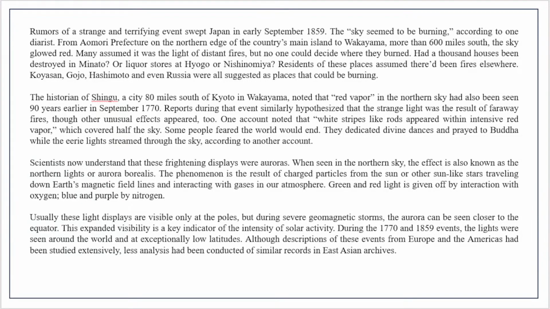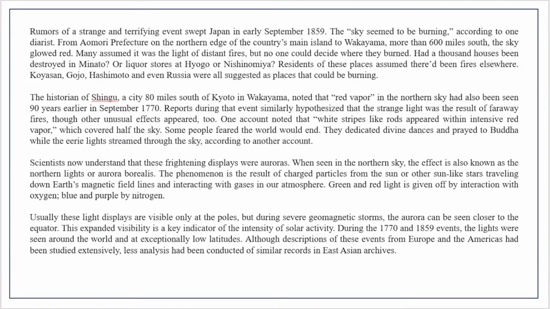They dedicated divine dances and prayed to Buddha while the eerie light streamed through the sky, according to another account. Again, another account means another person noted that the eerie lights, eerie means strange, which seemed weird. So those lights were streaming through the sky, and people started performing divine dances, prayers, and prayed to Buddha, the god they followed at that time.